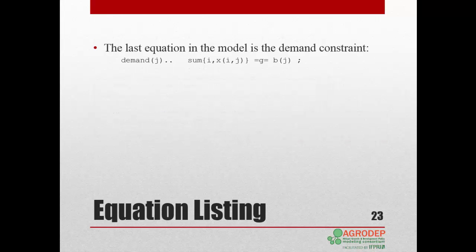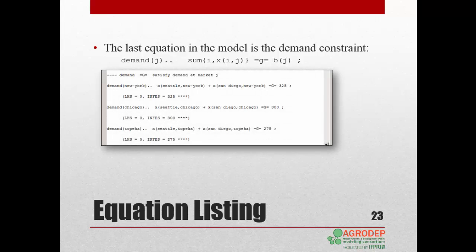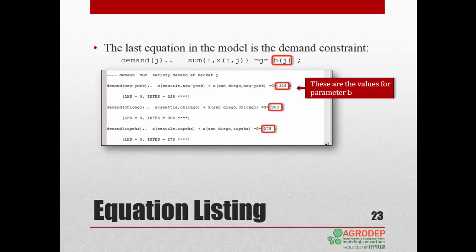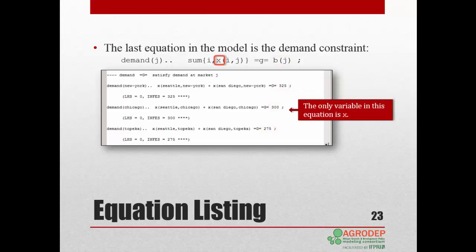The last equation in the model is a demand constraint. The values of the constant B are on the right-hand side of the equations, 325 for New York, 300 for Chicago, and 275 for Topeka. Again, the only variable x appears in the left-hand side of the equation. Since variables were not initialized in the program, the left-hand side is equal to 0.